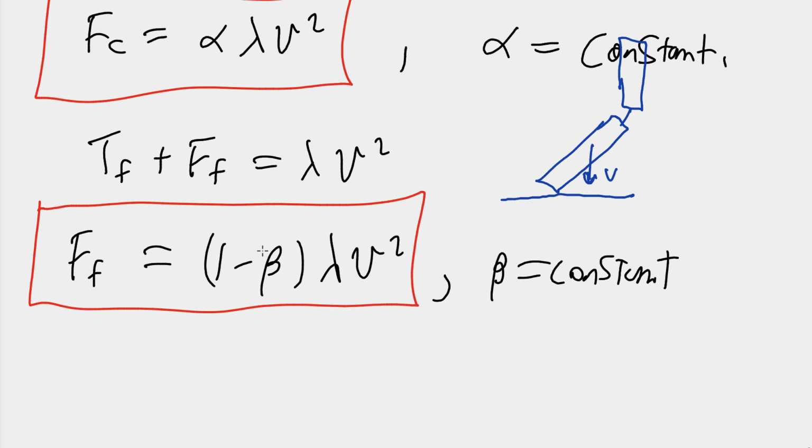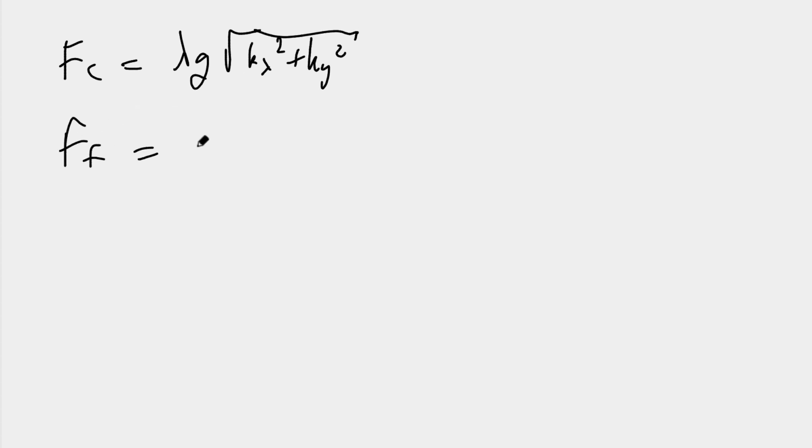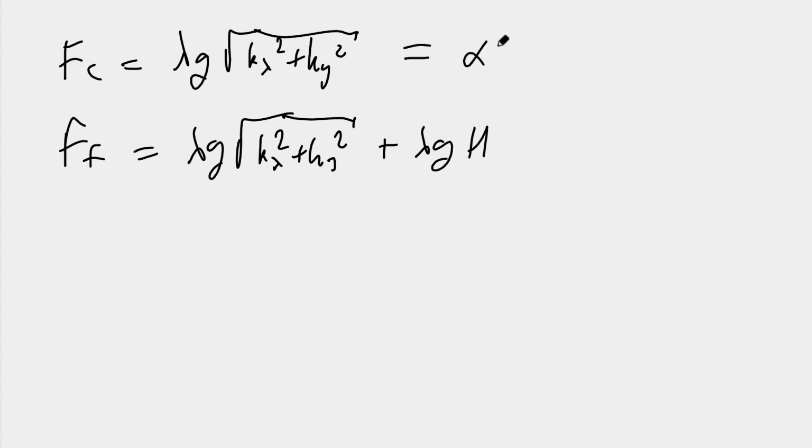So let's continue the analysis assuming that alpha and beta are known. In fact, Biggins, in his 2014 paper, states that alpha equals 0.12 and beta equals 0.11 are pretty good fits to the experimental data. Now, if you'll recall, earlier in the calculation we derived the results Fc equals lambda g times square root of kx squared plus ky squared, and F floor equals lambda g square root of kx squared plus ky squared plus lambda g h. And now we know this is equal to alpha lambda v squared, and F floor is equal to 1 minus beta times lambda v squared.